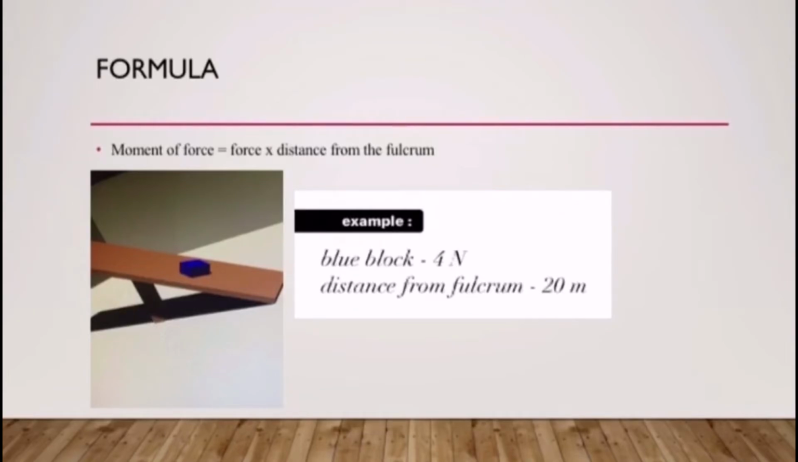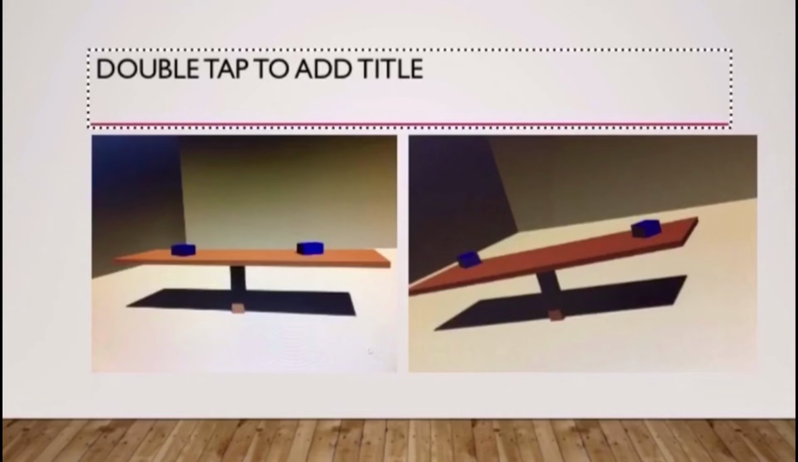For example, the force of the blue block is 4 Newton and the distance from the fulcrum is 20 meters. Then it will be 4 times 20 equals 80 Newton meters. As you can see, the left side and the right side are different. The left seesaw is balanced while the right side is not. It is because on the left side both the distance from the fulcrum and the force are the same, while on the right side the force is the same, but the distance is different. The left one is further than the right one.